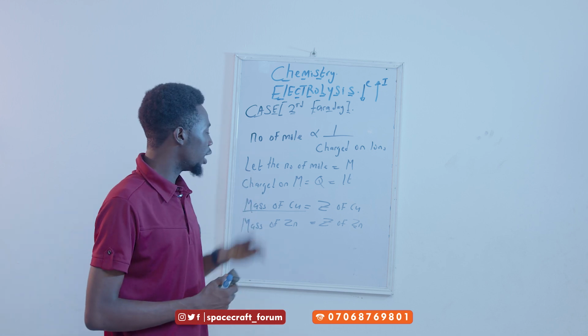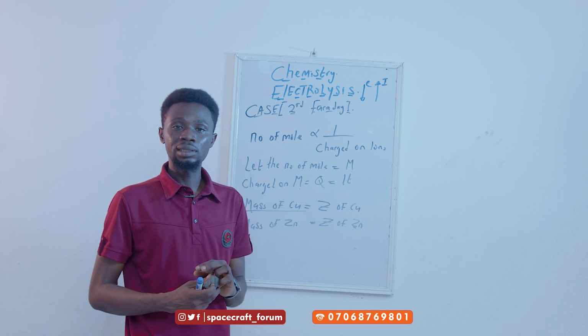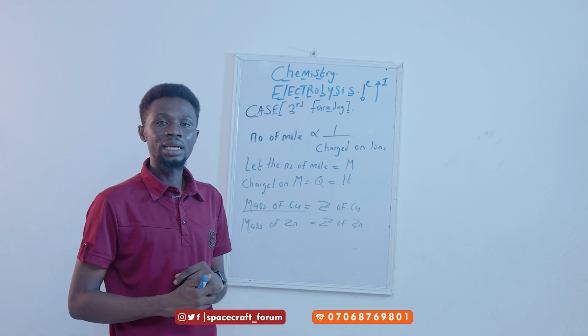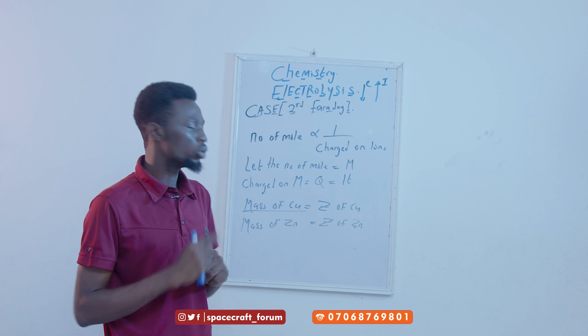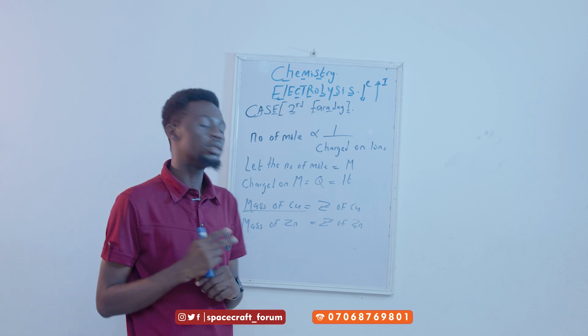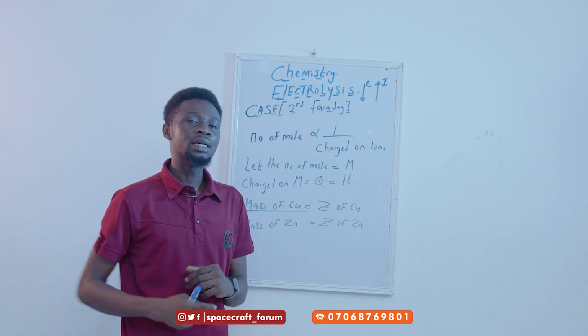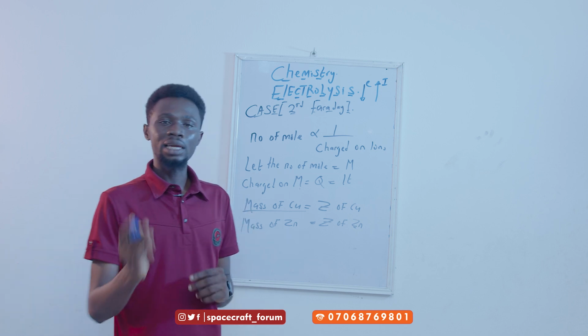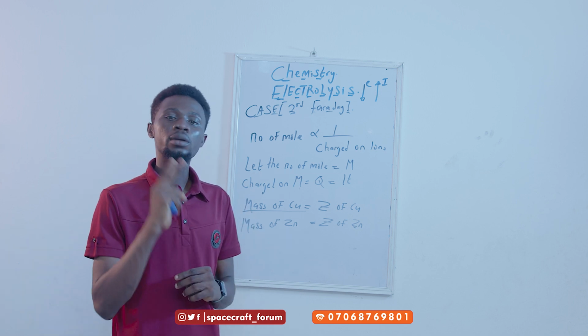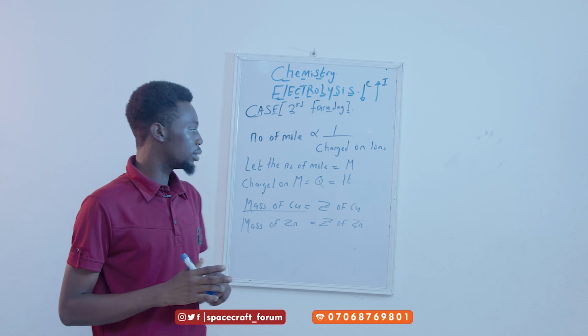As you can see, I'm making use of copper and zinc here, while the first question we did earlier, we made use of gold, a single element. But here we are making use of 2 elements, which is copper and zinc. It can also be mercury and zinc. Just name different elements, but the elements must not exceed 2 elements.